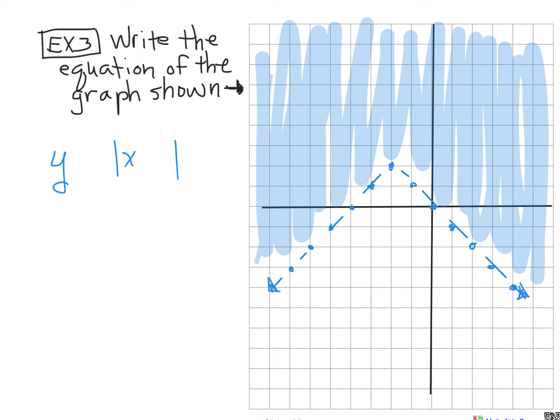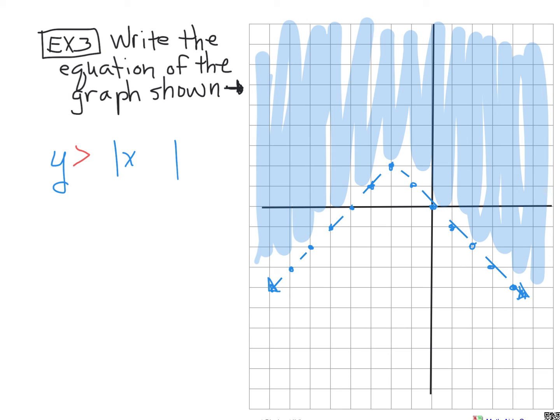So let's figure out our inequality. Since we have a dotted line, we know that we don't have an equals to. And since the shading is all above here, we know that it's greater than. So we have just a greater than sign. Then we're going to look at our reflection and or a vertical stretch or shrink. So because this V has been flipped upside down, we know we have a reflection. So I know there's going to be a negative out in front here.